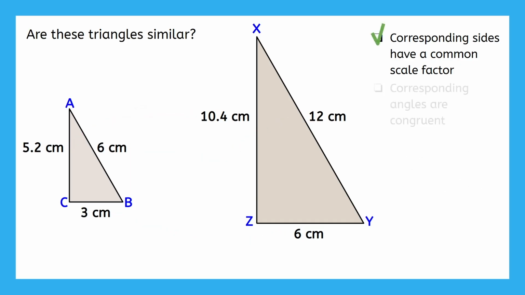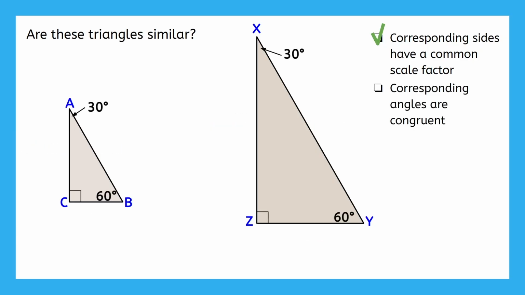Now for the corresponding angles. Take a moment to determine whether each pair of corresponding angles are congruent. Angle A and angle X are corresponding since they're located in the same position on each triangle, and since they have the same angle measure of 30 degrees, they're congruent.